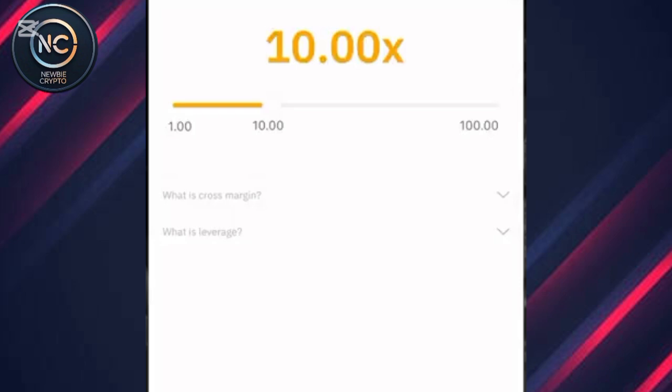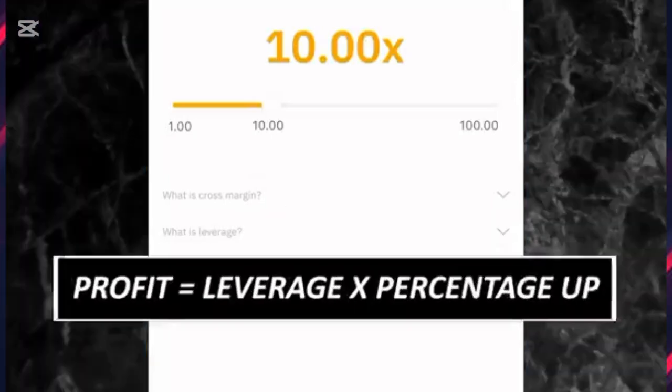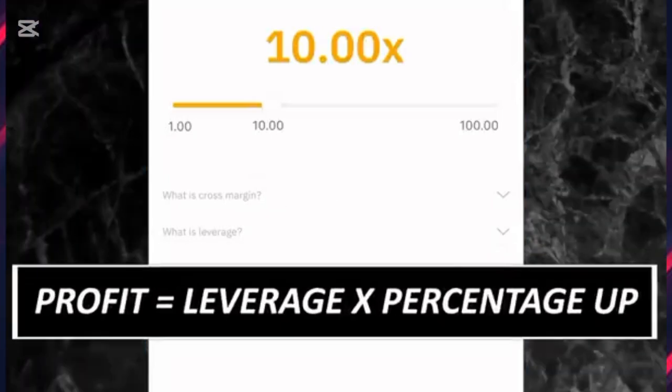That means that you are going to be making 10% profit. If it moves up by 2%, you are going to be making 20% profit. So that means that with just very slight movement in the price, you are making huge profit because of the leverage you are using. And how did I calculate this?